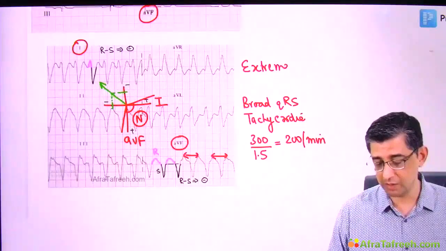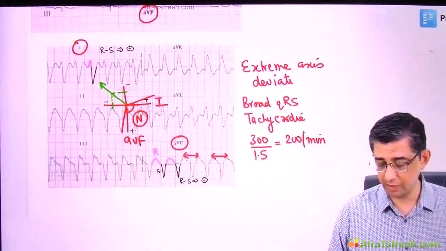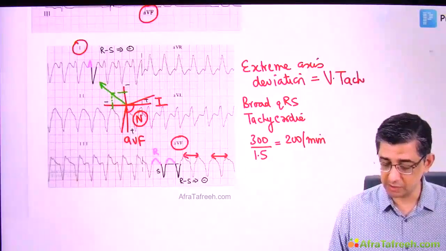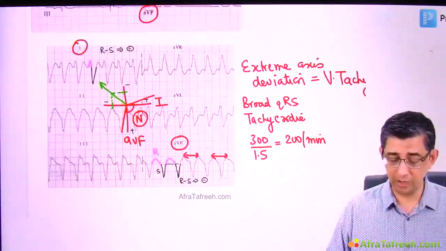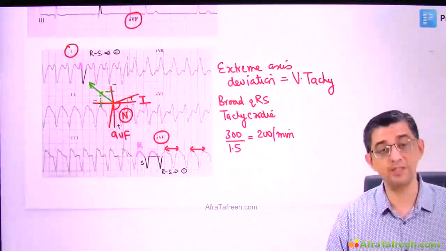Extreme axis deviation can be seen in the tachyarrhythmia that I spoke about, ventricular tachycardia. At the moment, even if you don't remember that VT has extreme axis deviation, no problem. I just want you to have the capacity to have a quick look at the heart rate and then evaluate the axis within 10 seconds.